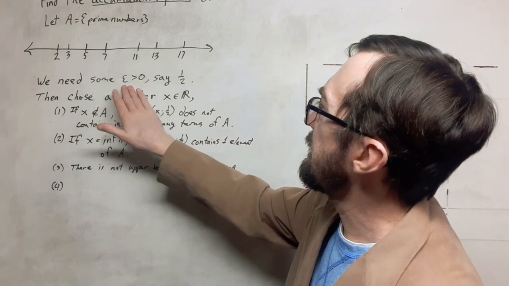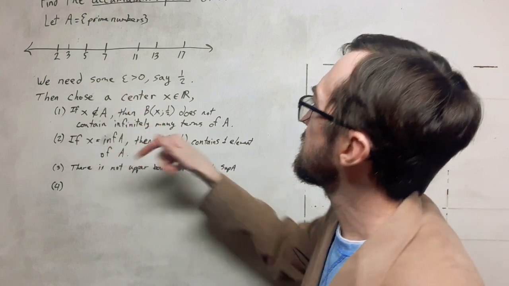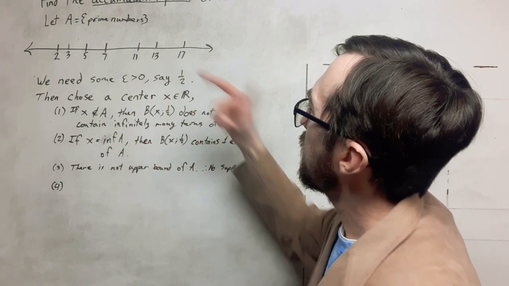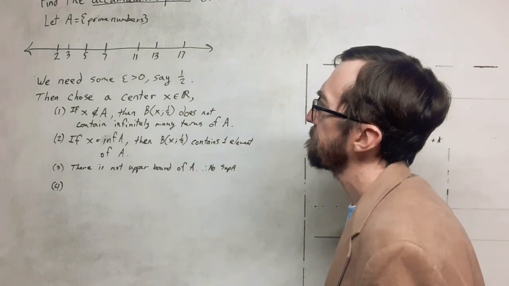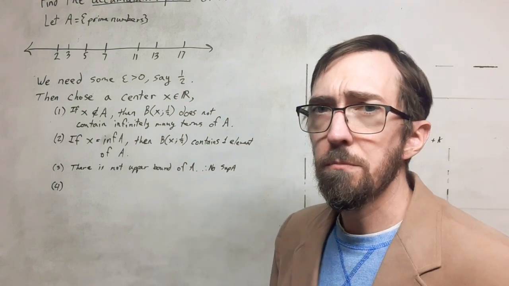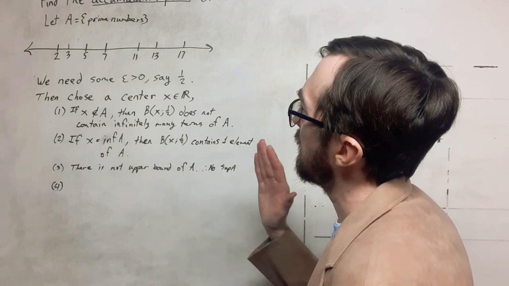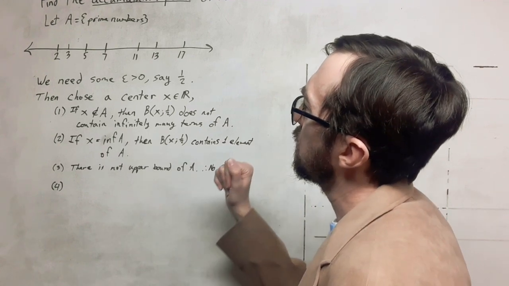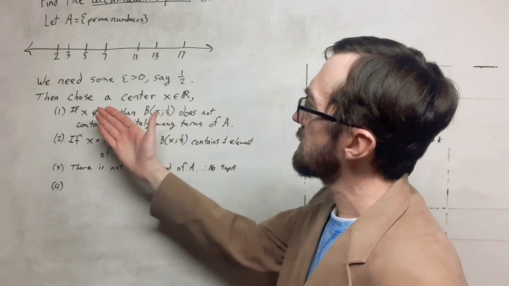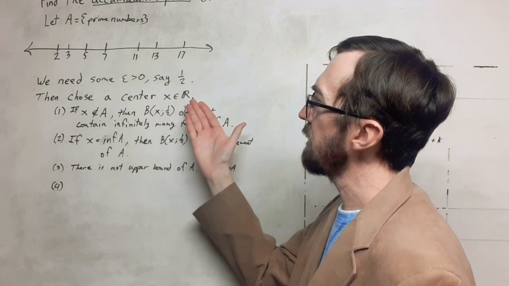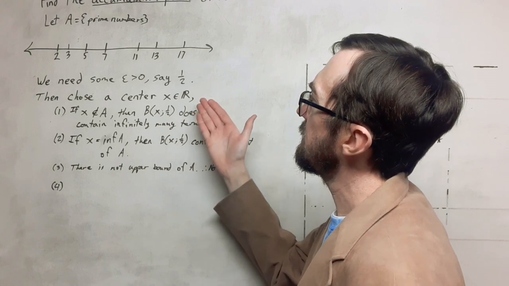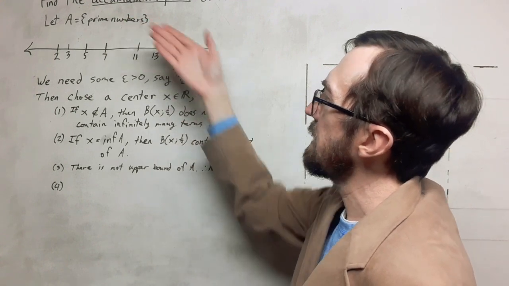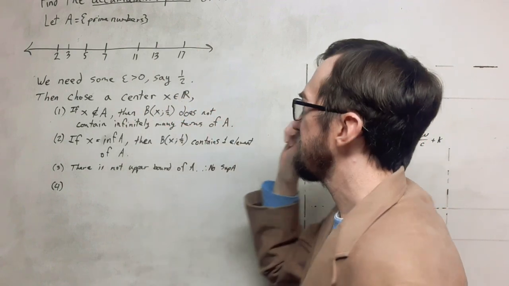So, being that we need some epsilon greater than 0, we are going to choose 1/2. All right? You can choose any small number. I'm using 1/2 as my example here. So now I need to choose some x that's a real number, and again, this point does not have to be a member of A. It can be any real number.